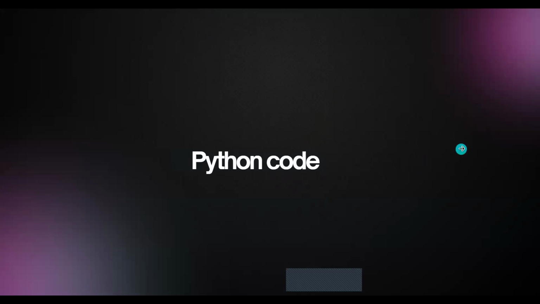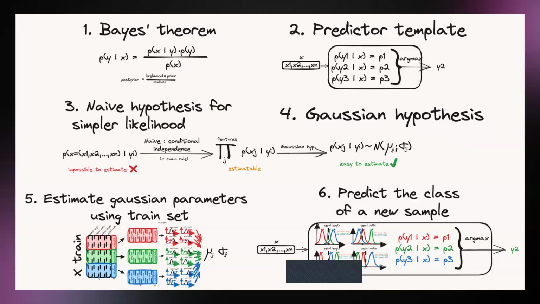Right, let's move on. So this is a simple one-pager summary of what the entire naive Bayes theorem is all about. Okay. This is Bayes theorem. This is the predictor template. X is the features that we've taken. This is a probability of, so we calculate all the probabilities. We take the argmax. Then we have the naive hypothesis for simpler likelihood, which we just did, right? Easy to estimate. We completely nullified the denominator.